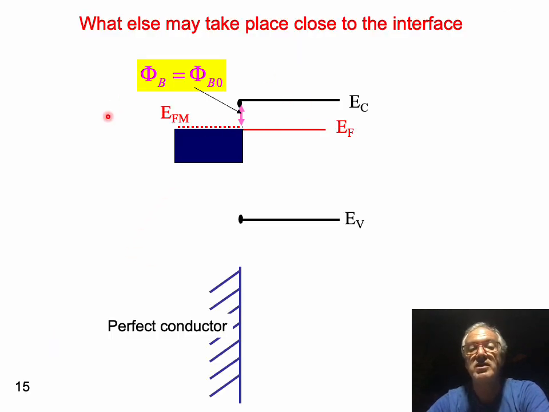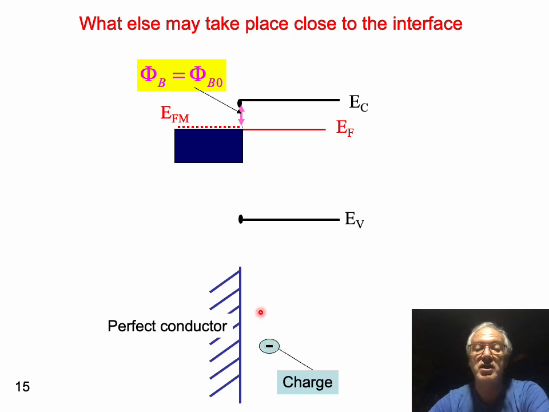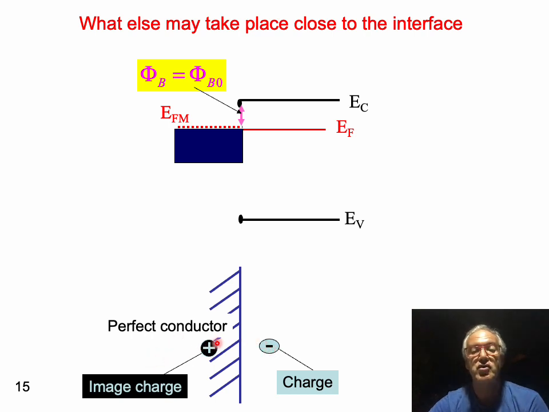So basically, here is our zoomed picture, and we are going to place a charge, and the metal is now a perfect conductor, like a perfect mirror. And if we solve the potential of the charge close to a perfect mirror, then the solution would give us the equivalent of an image charge. And if there is a minus charge in front of the mirror, then it will be imaged by a plus charge on the other side.